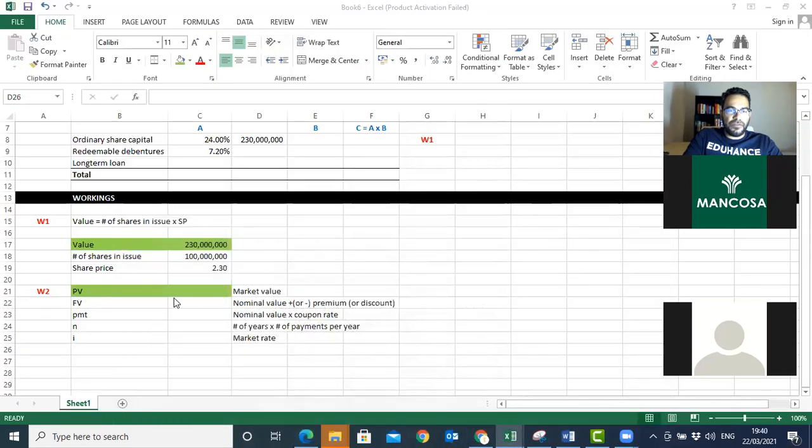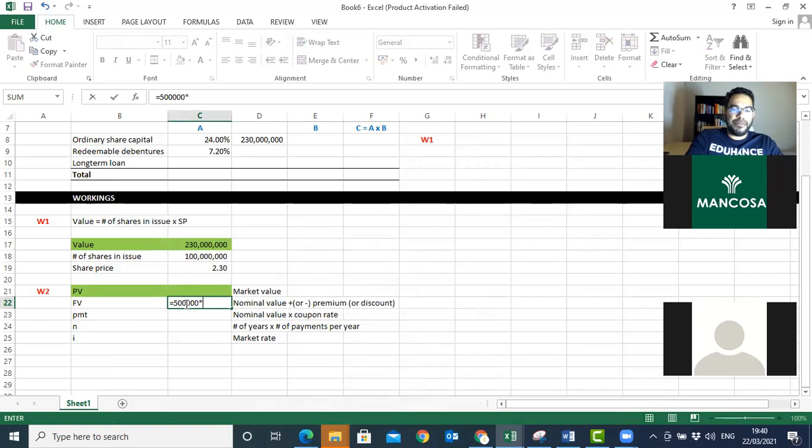So if we go back, the future value is equal to 500,000 debentures times 50 Rand. That answer inside of brackets is the nominal value or face value. But remember, we need to take into account it's plus a premium. There's a 5% premium, so we're going to say plus 5% on that. So we can just basically say multiplied by 1.05. Okay, so that is our future value.